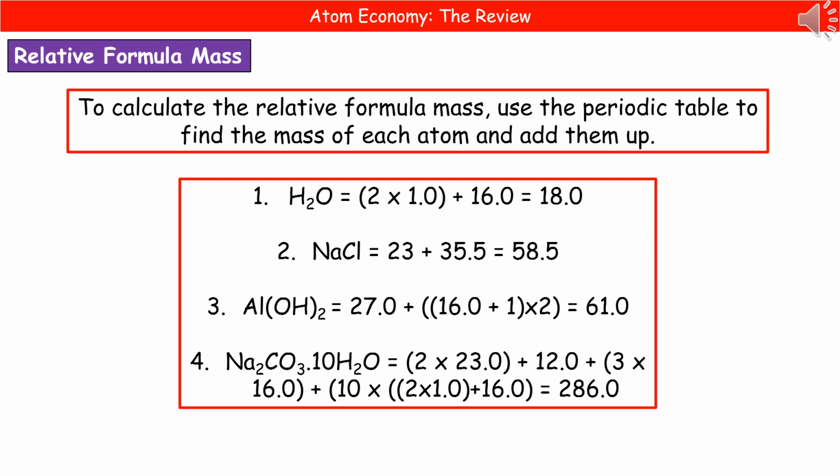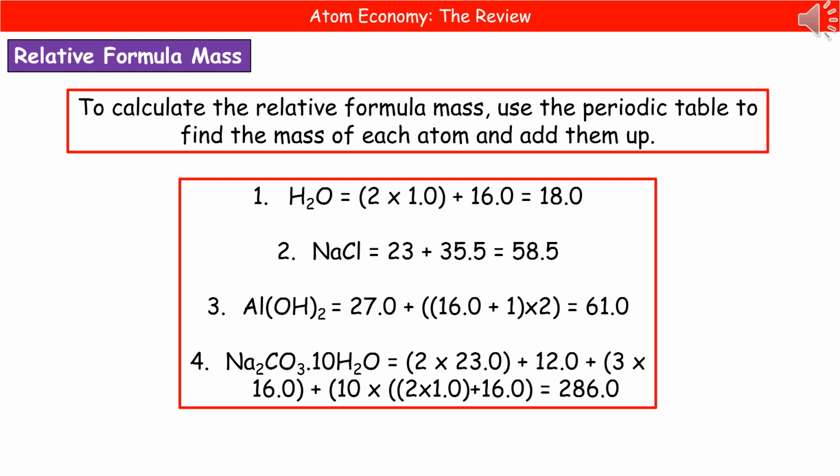Before we go on to calculating atom economy, we need to have a little bit of a refresher about how to calculate the relative formula mass. So if you remember, to calculate the relative formula mass of a chemical, we need to use the periodic table, which is that random piece of paper that some of you may not turn over in the exam. So that second piece of paper separate to your question booklet, make sure you flip it over because the periodic table is there for you.